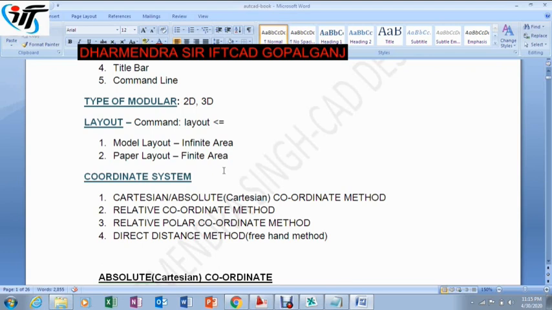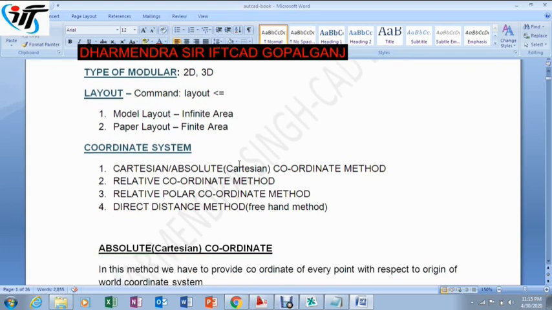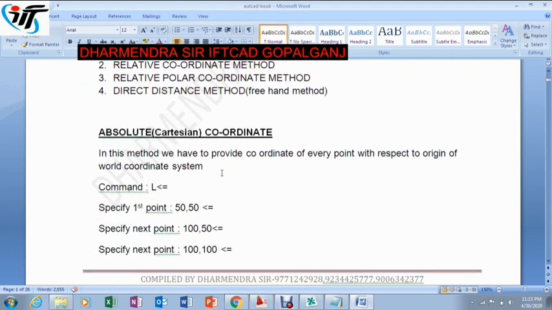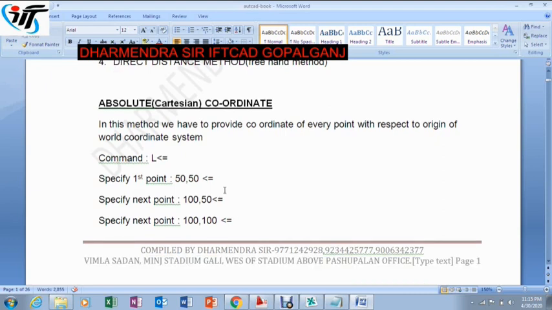Now we are talking about the coordinate method. The first one is the Cartesian or absolute coordinate method, which we are going to elaborate on. In this method we have to provide the coordinate of every point with respect to the origin of the world coordinate system. When we use L, Enter, for the first point we give the x, y coordinate, and then for the next point we need to add the value counted from 0. That means if I am going 50 units from here, we have to count that unit from 0, is it not?